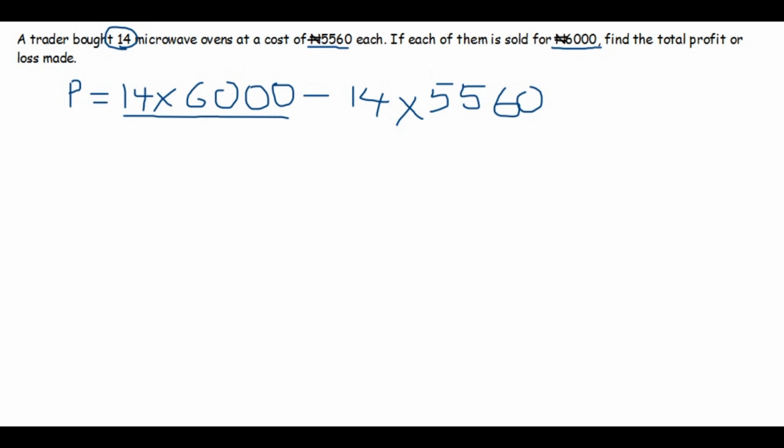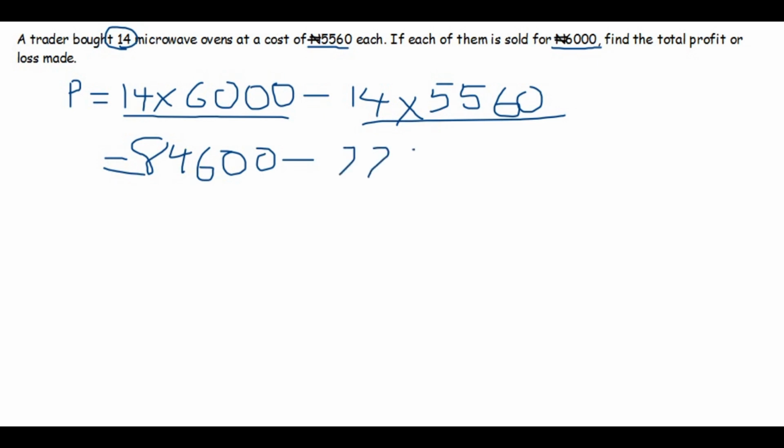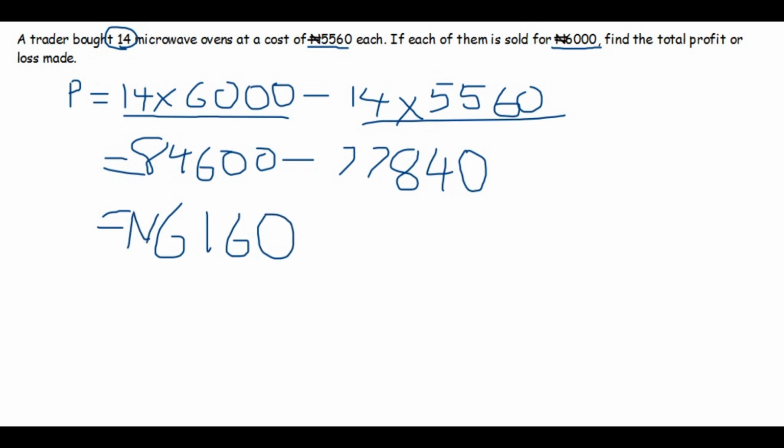If you multiply this, you are going to have 84,000 minus, and if you multiply this, you are going to have 77,840. So now if you subtract these values, you are going to have 6,160 naira. So this is your answer.